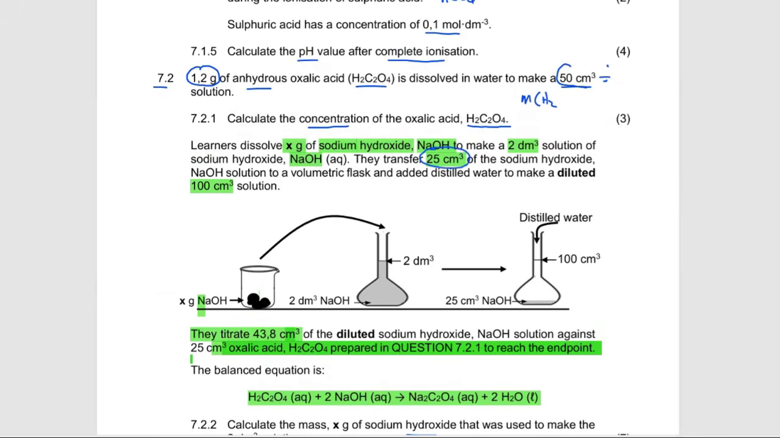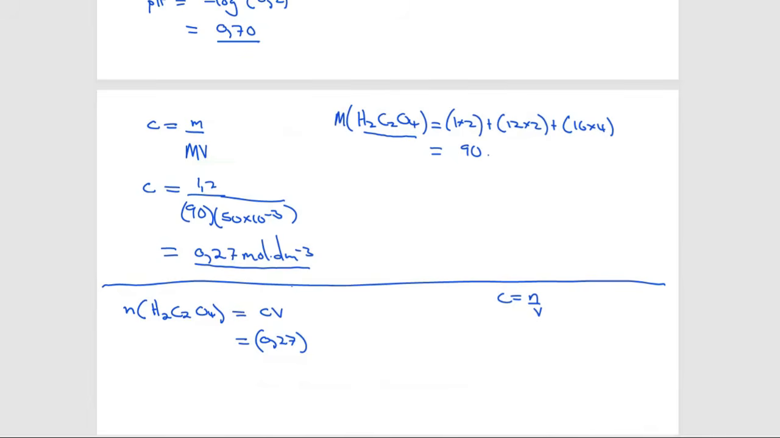So that cubic centimeters is supposed to be converted to dm cubed. So I'm going to multiply 25 by 10 exponent negative 3, right? It's the same as dividing by 1,000. So 0.27 multiplied by 25 times 10 exponent negative 3 gives me a value of 6.75 times 10 negative 3. So these are my moles there, right?